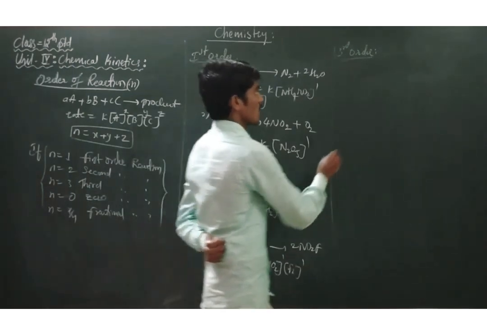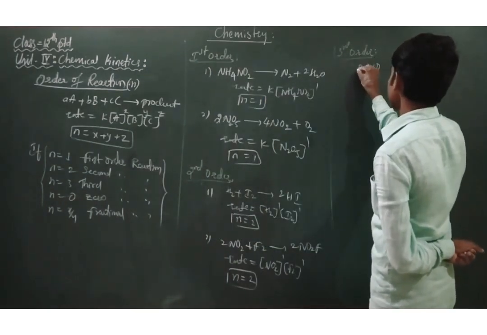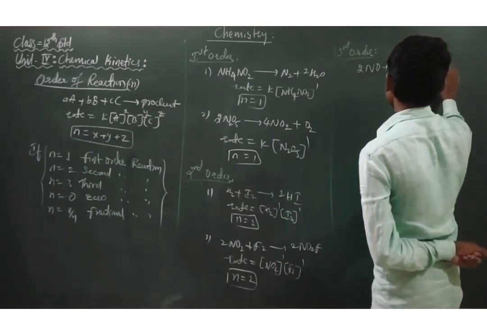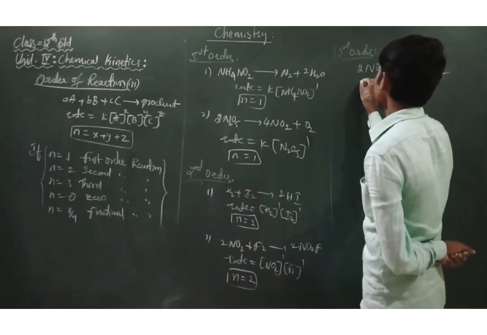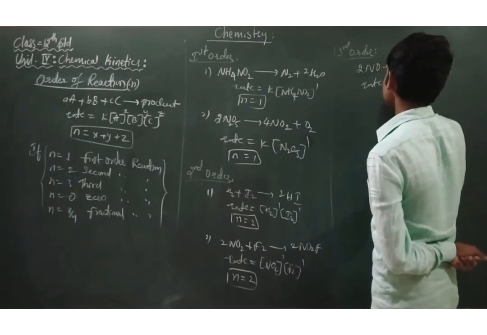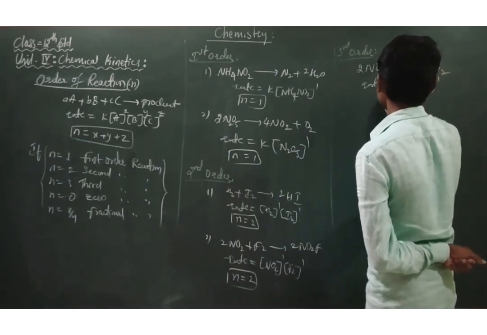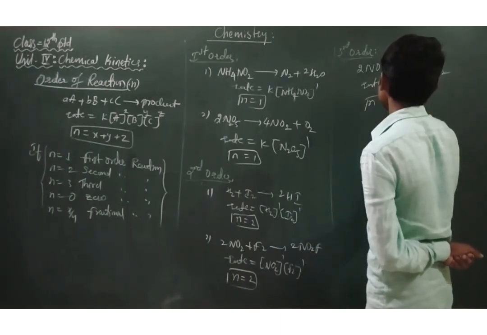Second order reaction. Oxidation of nitric oxide: 2NO plus O2 gives rise to 2NO2. Order of reaction is given by rate expression, क्या है इसका? Concentration of NO to the power 2, concentration of O2 to the power 1. Therefore, order of reaction is equal to 2 plus 1, that is equal to 3. Order of reaction.